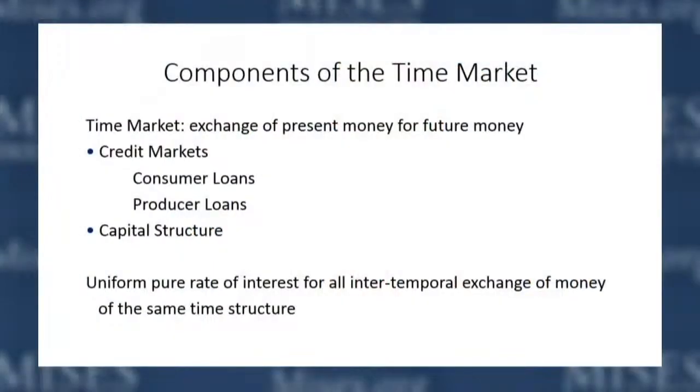Okay, now this is the last step we'll take really. We'll talk about the different components of the time market, the different options for lending present money and borrowing present money. And this is straight from Rothbard. Rothbard very helpfully divides this into credit markets and the capital structure. Credit markets are when people engage in lending and borrowing, supplying present money and demanding present money, where the contract between them is not fulfilled until the future.